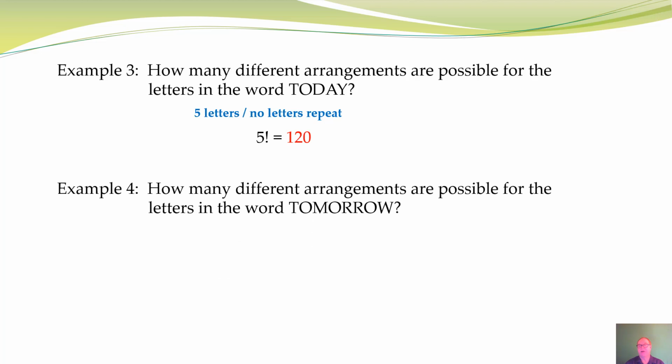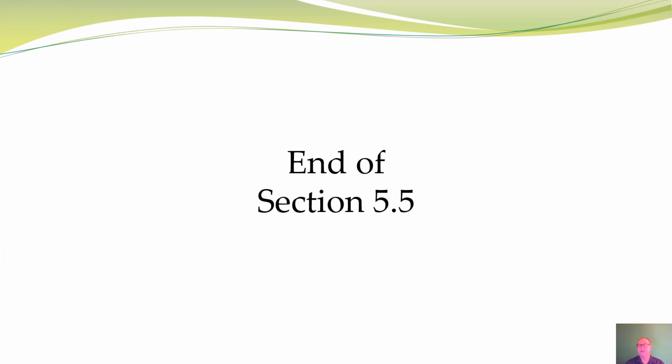Example 4. How many different arrangements are possible for the letters in the word tomorrow? Well, if you look at the word tomorrow, there are 8 letters. The O repeats 3 times. The R repeats 2 times. So this will be 8 factorial over 3 factorial times 2 factorial. Calculate this out with your calculator. You should get 3,360. And this brings us to the end of section 5.5.